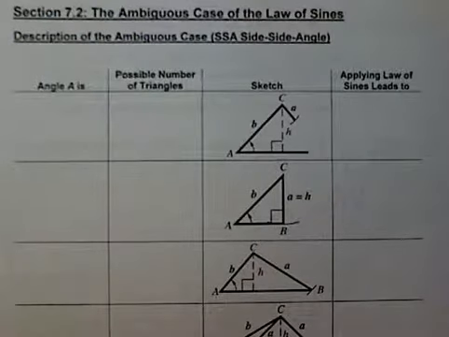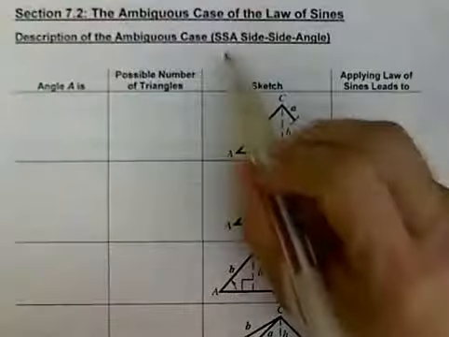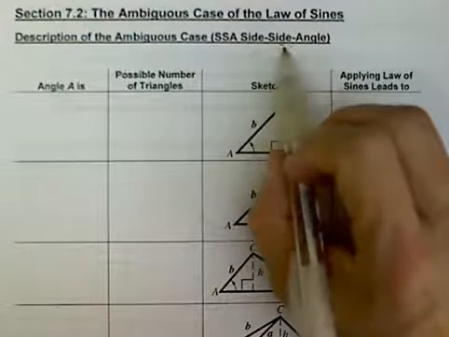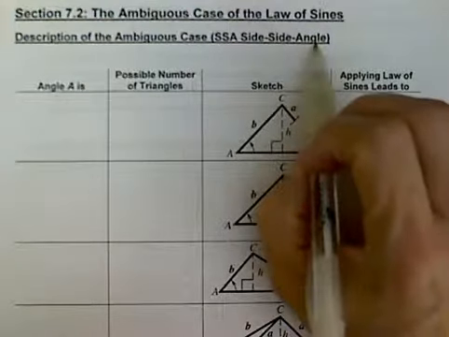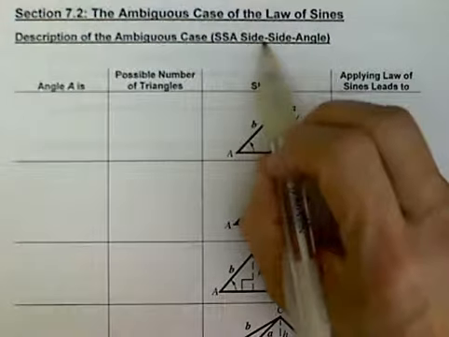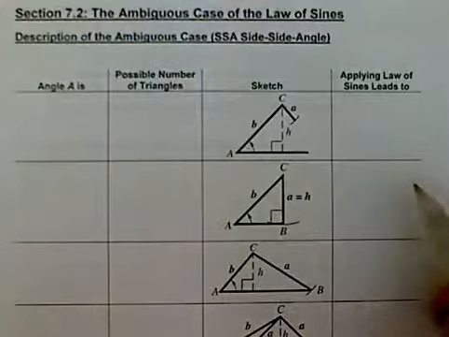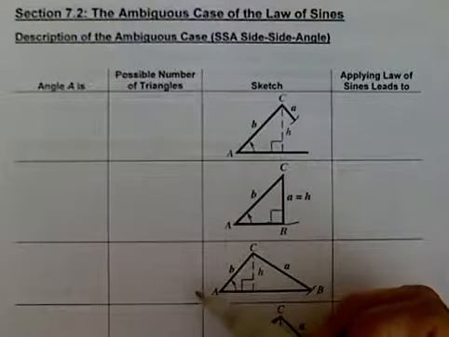This is the one that we mentioned in section 7.1, where it can turn out that there are actually two possible triangles. It can also turn out that there's one possible triangle or that there's no possible triangle in this case. This is the case where we have side-side angle. We have two sides and we have an angle, but the angle is not the one that's included between the two sides.